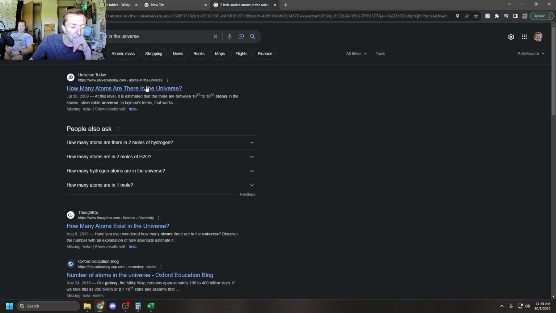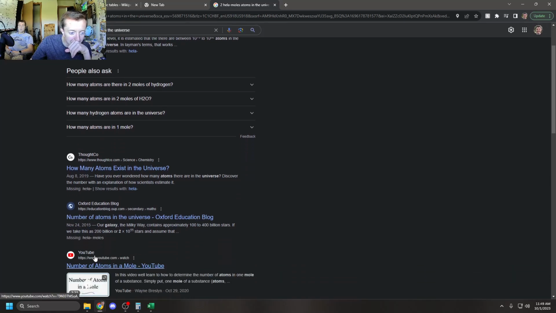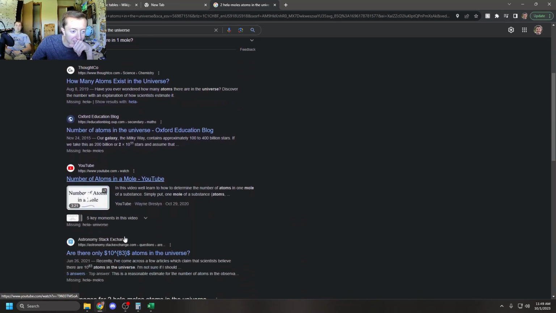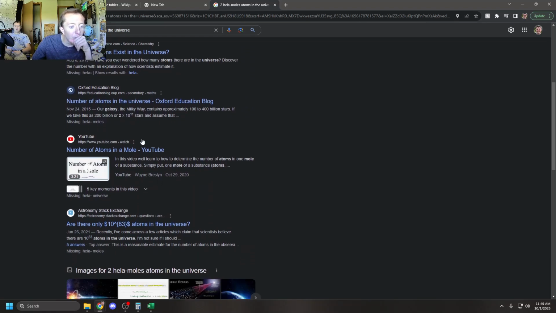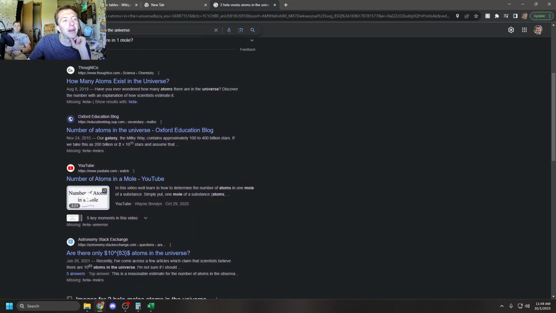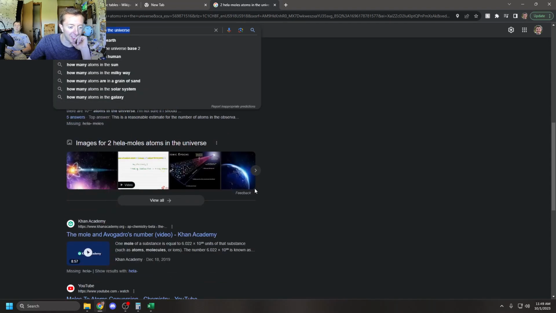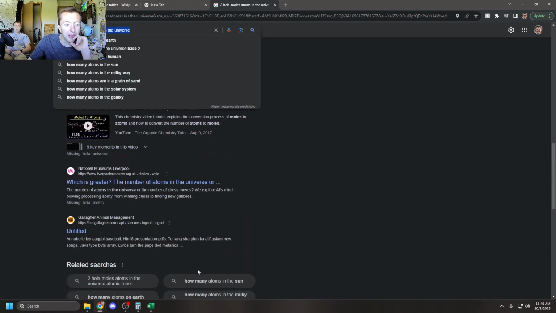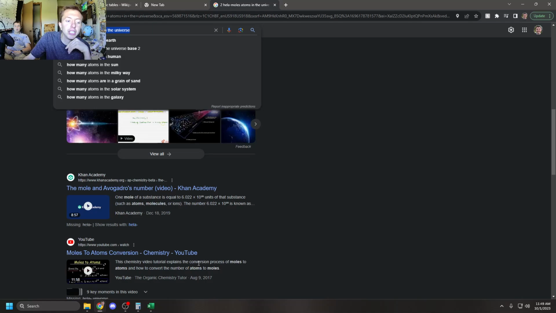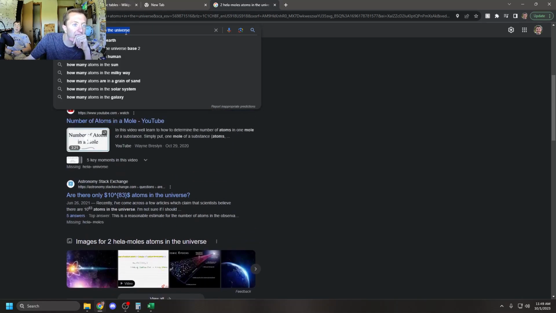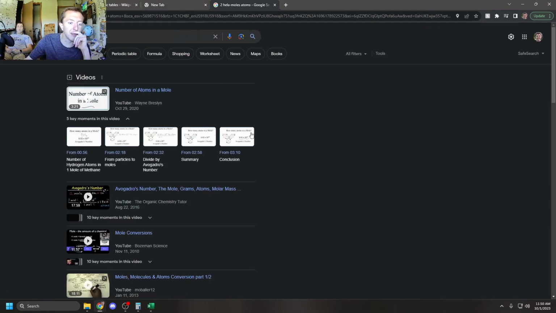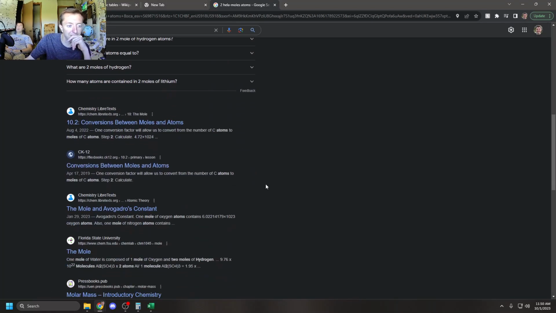How many atoms are there in the universe? But why did you pull this back up? Number of atoms in a mole. I want to try to see if I could look up 2 hellimoles. I probably dreamt it. I was seeing if typing it into Google would yield anything. It did not. Back to our deciliters bullshit.